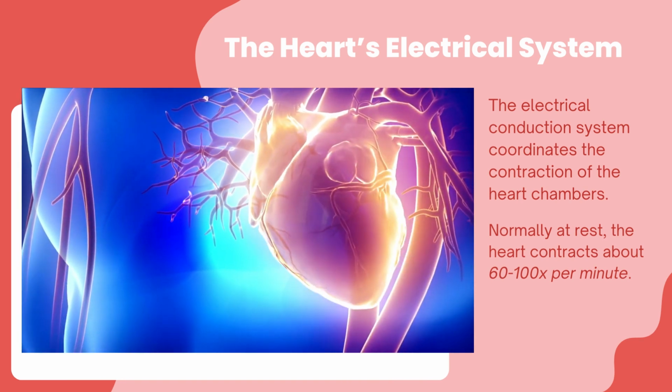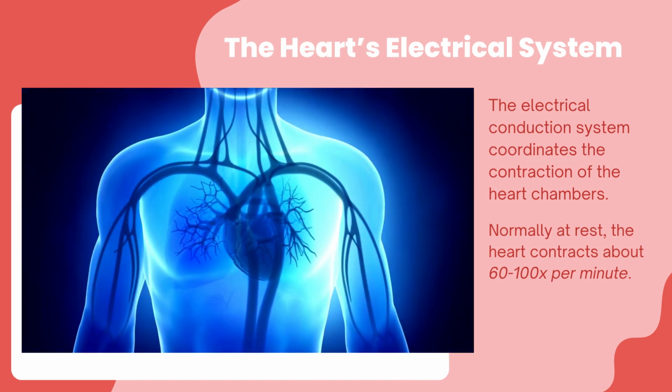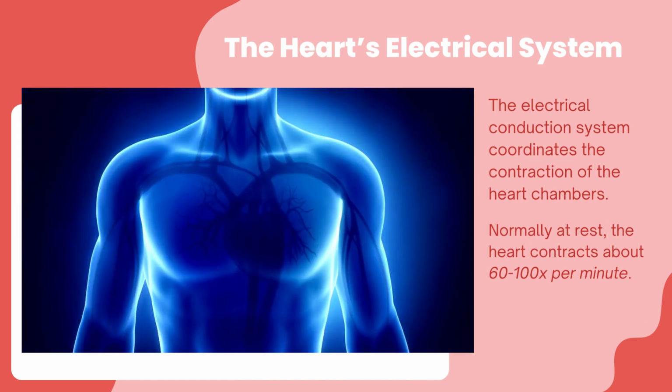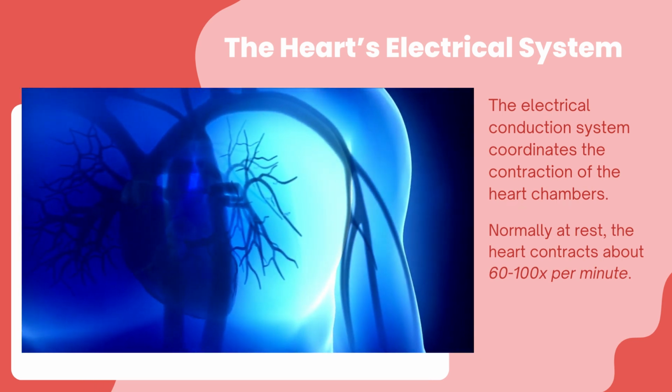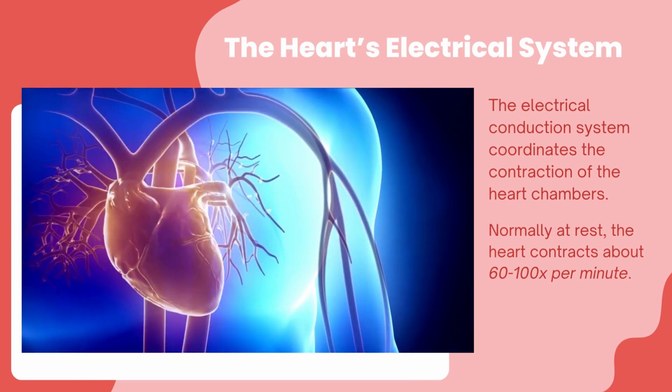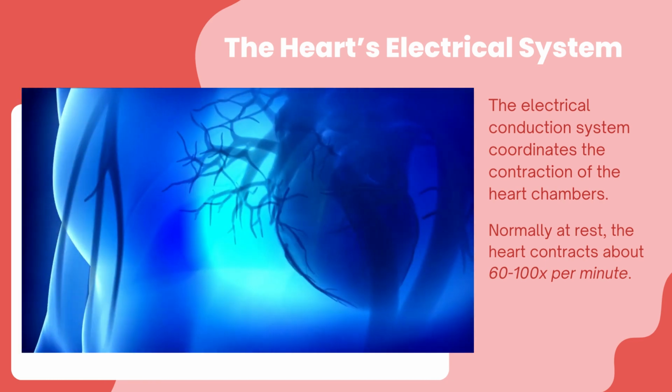Normally at rest, as the electrical impulse moves through, the heart contracts about 60 to 100 times a minute. That can also depend on a person's age. And remember that each contraction of the ventricles, not the atria, but the ventricles, represents one heartbeat.